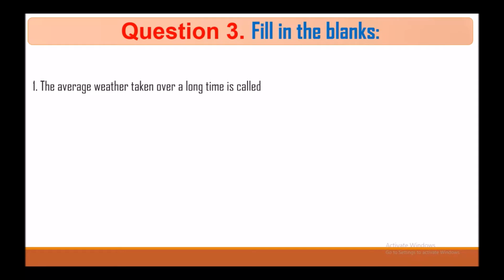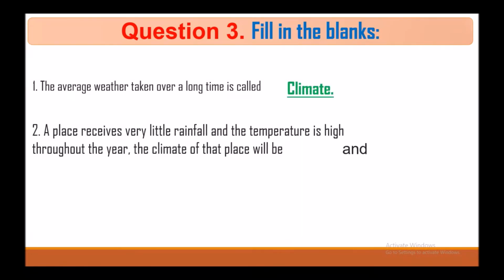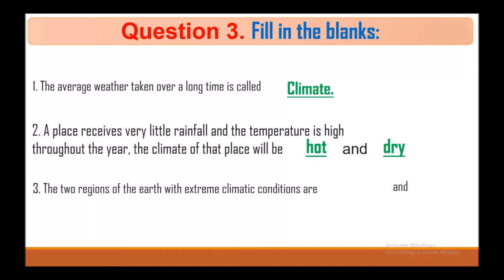Now question 3 is fill in the blanks. The first one: the average weather taken over a long time is called a climate. A place receives very little rainfall and temperature is high throughout the year. The climate of that place will be dash and dash. So, the climate of that place will be hot and dry. The two regions of the earth with extreme climatic conditions are pole and desert.